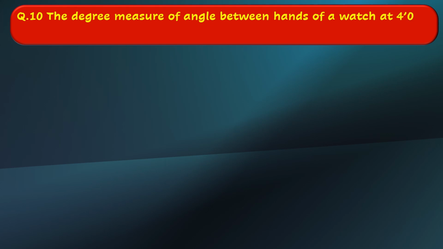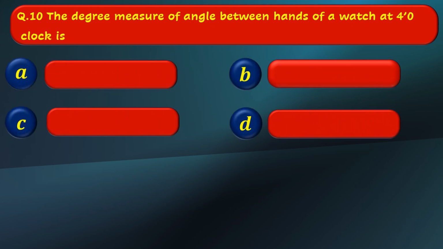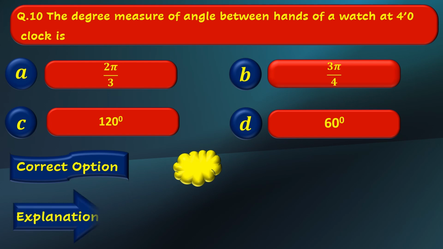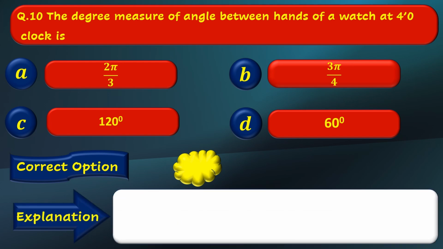The degree measure of angle between hands of a watch at 4 o'clock is, and the options are. Let's find out which one is the correct option. But before that, let's explain it. We know that in a watch, 12 hours are equal to 360 degrees. We are using the degree measure because we are asked to find the degree measure of the angle between hands of watch at 4 o'clock.